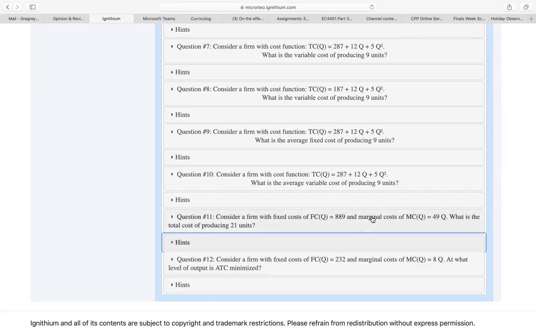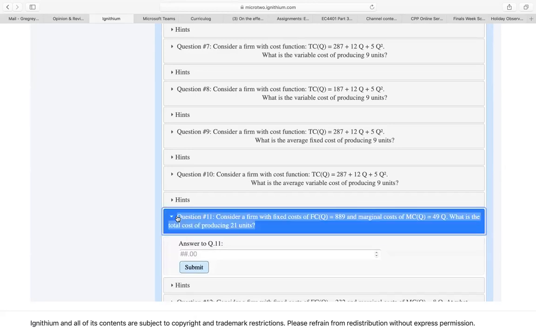Okay, so this is supposed to teach you about the relationship between marginal cost and variable cost. I'll go ahead and copy this question, and then I'll show you all on the whiteboard. I'm going to stop sharing this for a minute, and I'll share here.